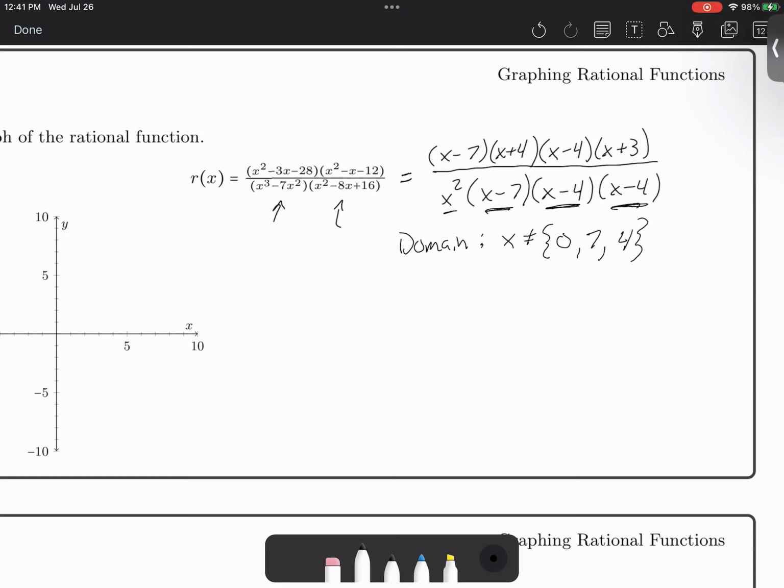Okay. So can we simplify R of x? Can we remove any of these discontinuities? The x minus 7 can cancel. The x minus 4 can cancel with one of them down there. I'm left with an x plus 4, x plus 3 in my numerator, and an x squared times an x minus 4 in my denominator. Let's work from this simplified version.